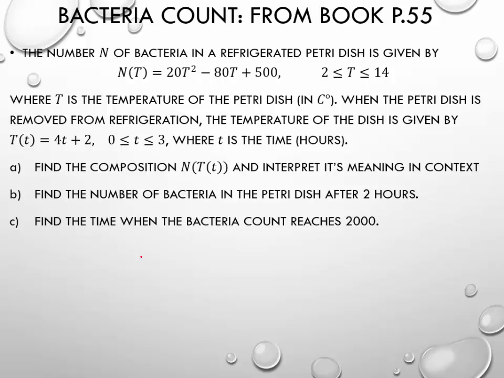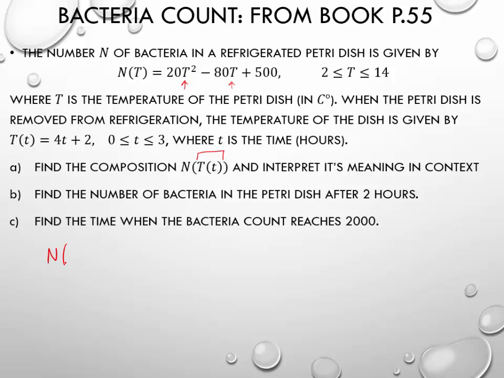So find the composition of n of t and interpret its meaning in context. I think the first part is probably easy, the second part's probably a little bit more difficult. Okay? So how do we do that? Well, we are going to take what T of t is, and we're going to plug it in for the big T.